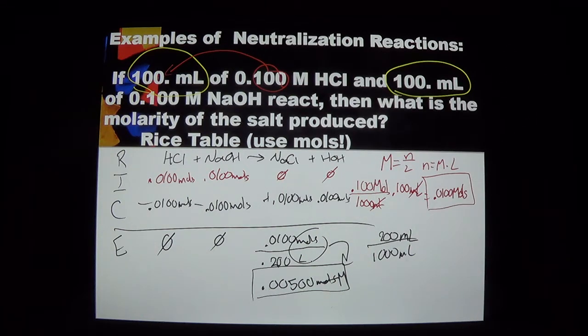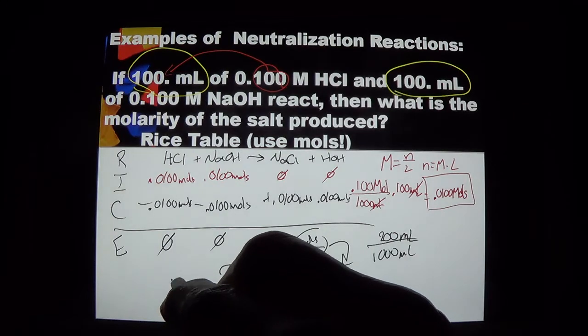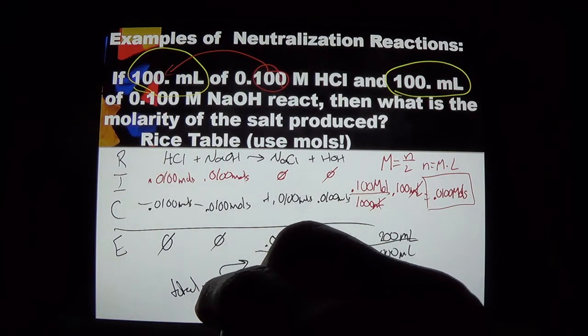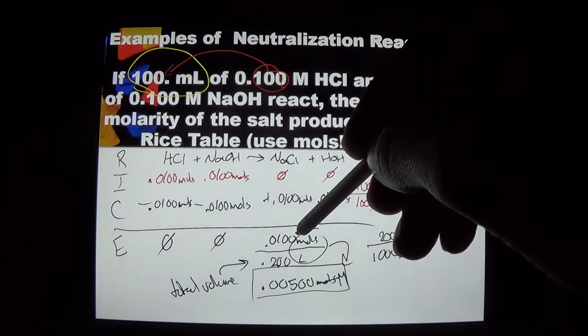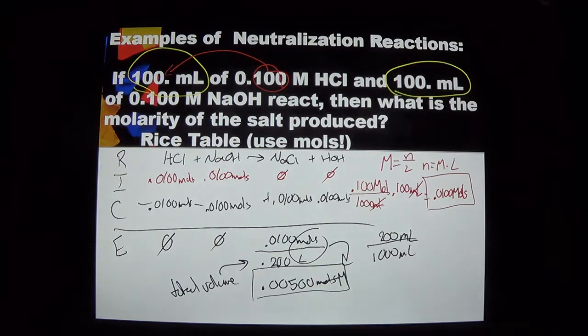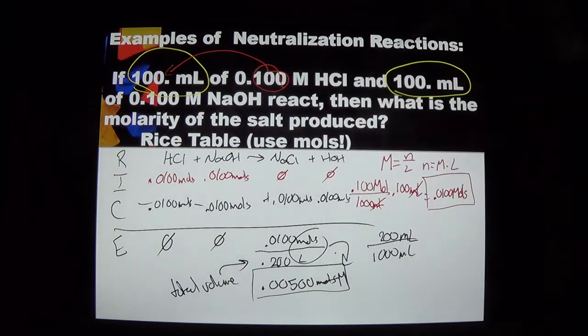But here's the catch: whenever you're doing an acid with a base, whenever you're mixing them, and a reaction could occur, do yourself this favor. Work your rice table in moles, so that when you answer your final questions of molarity, you divide by the total volume. That's the key. A lot of students will get it to this point and forget to divide by the total volume, or they'll just divide by 100 milliliters and not 200 milliliters, and therefore get the wrong answer. So please don't let that happen to you.